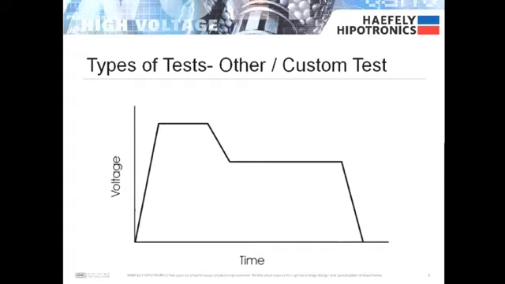And then the last one is custom tests. There are a lot if you're doing different types of type testing or R&D, where you need to do your own type of sequence, where you might raise the voltage very, very high, then dwell, then bring it down, basically any type of sequence that you can think of, some customers need to do on their test object.